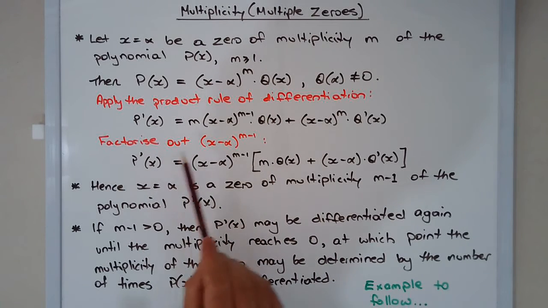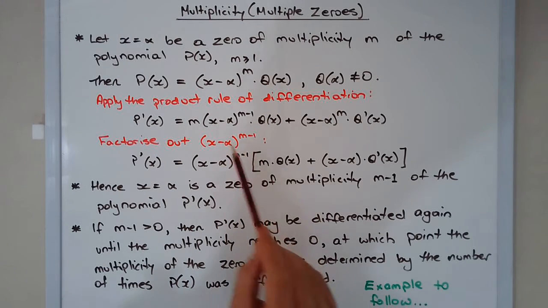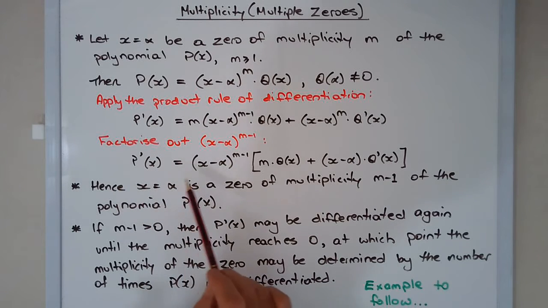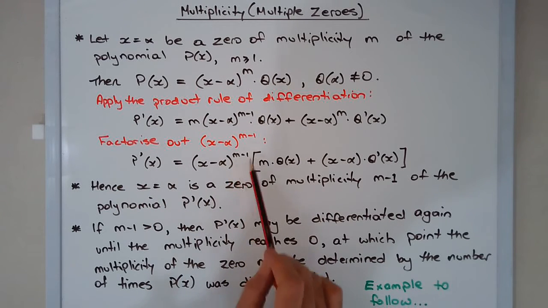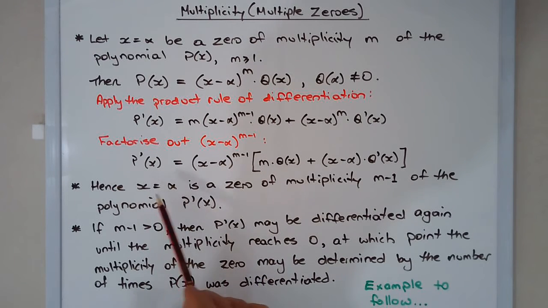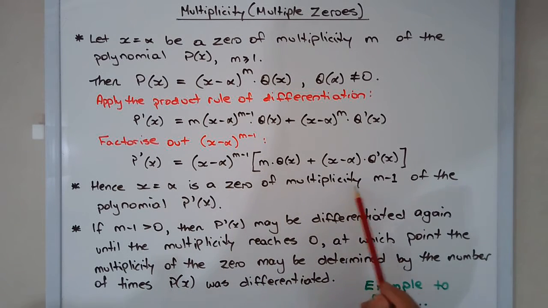Now if we factorize out (x minus alpha) to the power of m minus 1, we have p dash of x, our first derivative, equal to (x minus alpha) to the power of m minus 1 outside of this expression here. Hence, x equals alpha is a zero of multiplicity m minus 1 of the polynomial p dash of x. After all, if we start off with a polynomial and then differentiate it, we end up with another polynomial, except that the second polynomial is a derivative of the first polynomial.